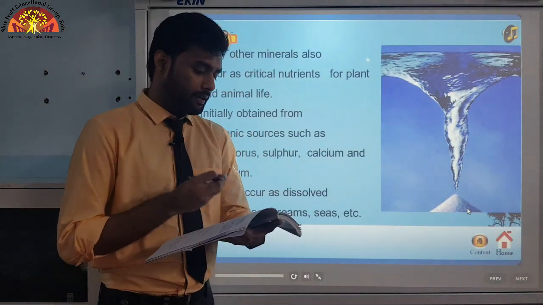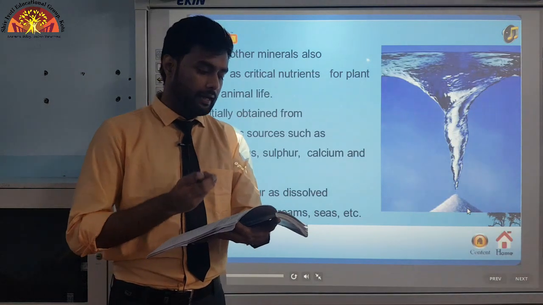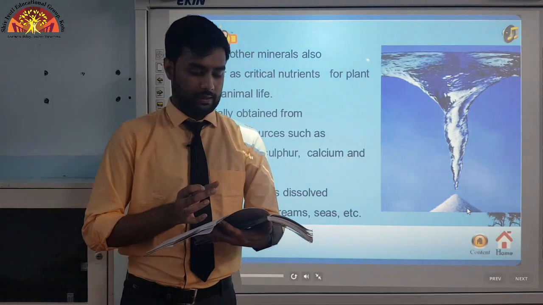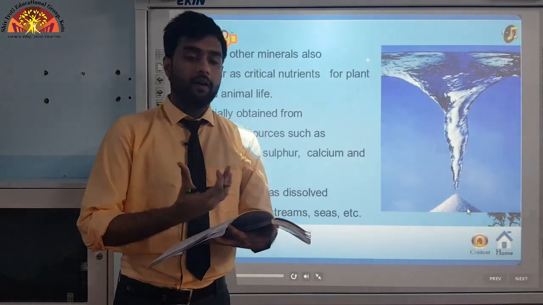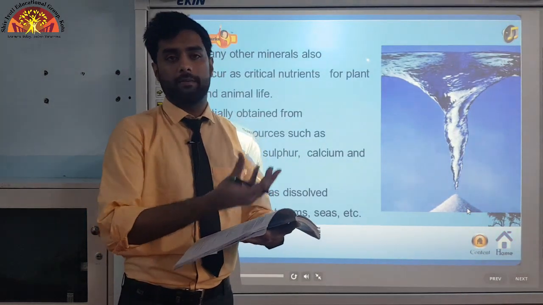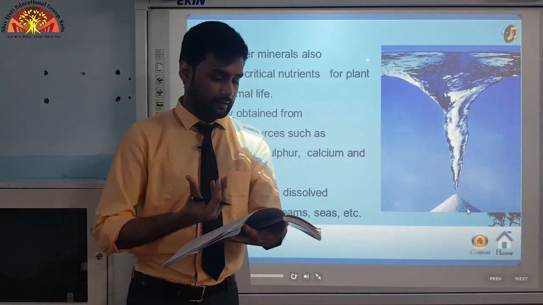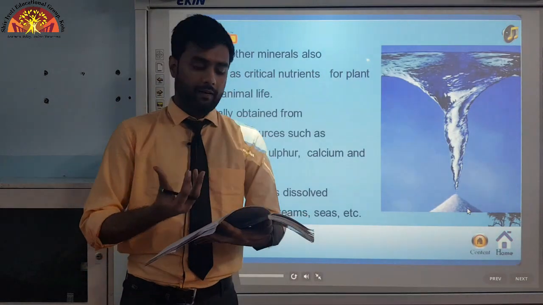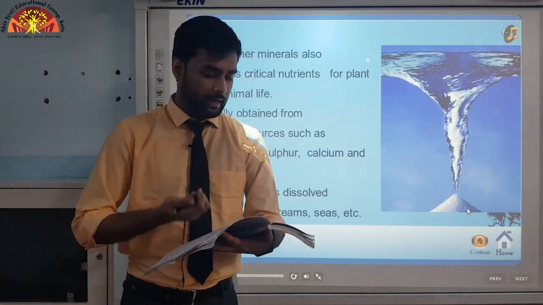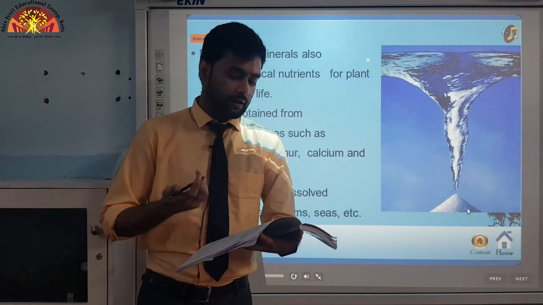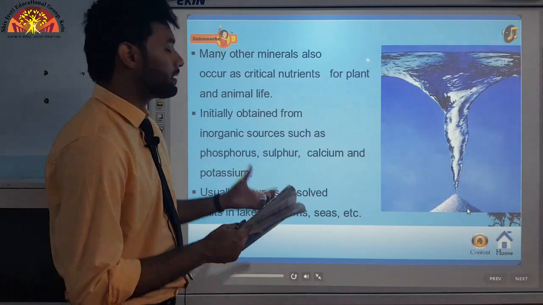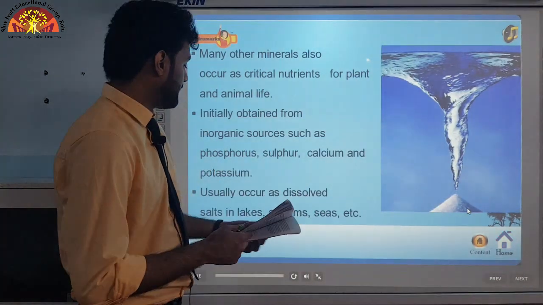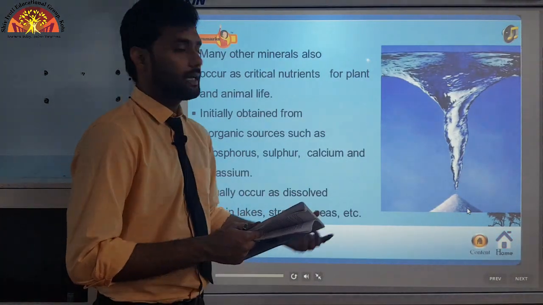These mineral elements required by living organisms are obtained initially from inorganic sources. They are not obtained from any plant or animal. They are obtained from the ground, from soil. These are phosphorus, sulfur, calcium and potassium. They occur usually as salts dissolved in soil, water, lakes, streams and seas. So you see these salts, from where will we get them? From lakes, streams and seas.